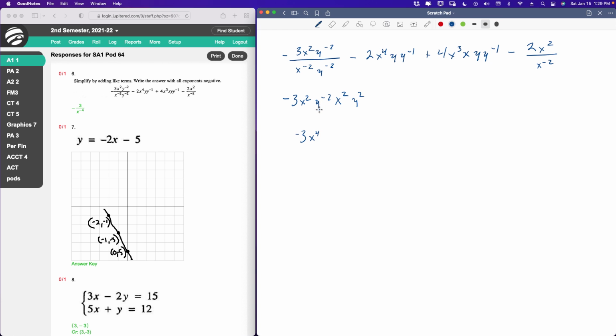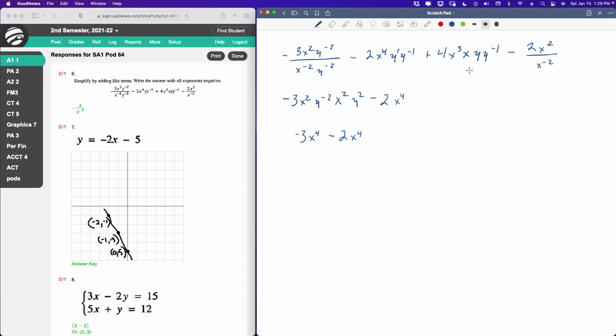So because we add the exponents, we have a y to the negative 2 and a y to the positive 2. Negative 2 and positive 2 is 0, so the y goes away. So that first term just simplifies to negative 3x^4. All right, so let's look at the next term. We have minus 2x to the 4. We have y to the 1, y to the negative 1, right? 1 minus 1 is 0, so the y just goes away. So our next term is going to be minus 2x^4.